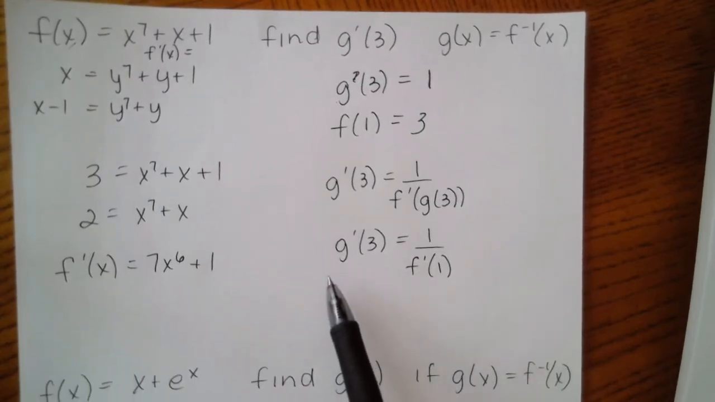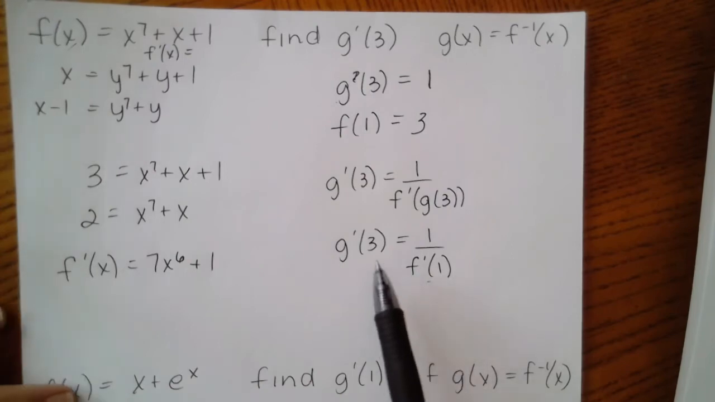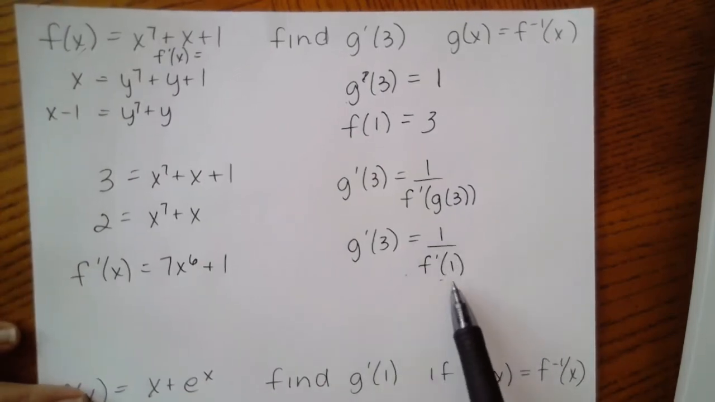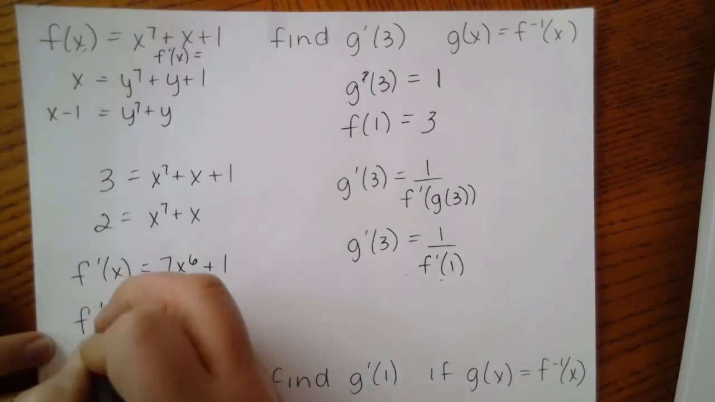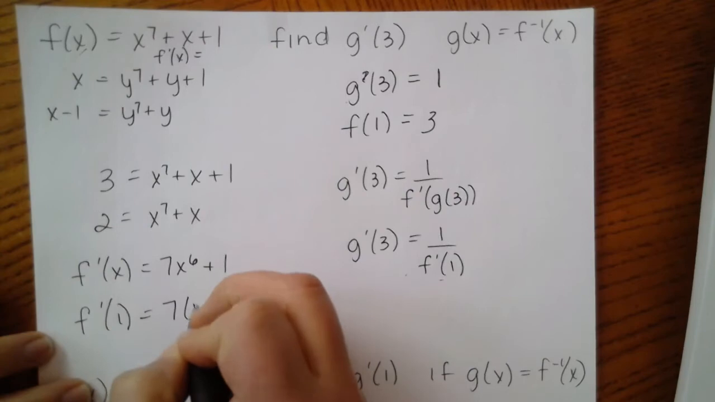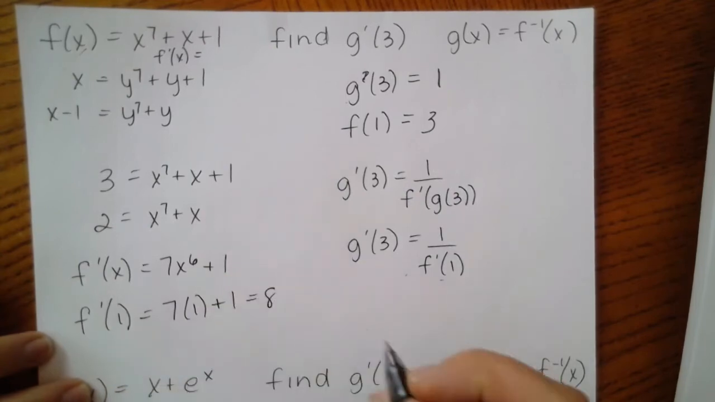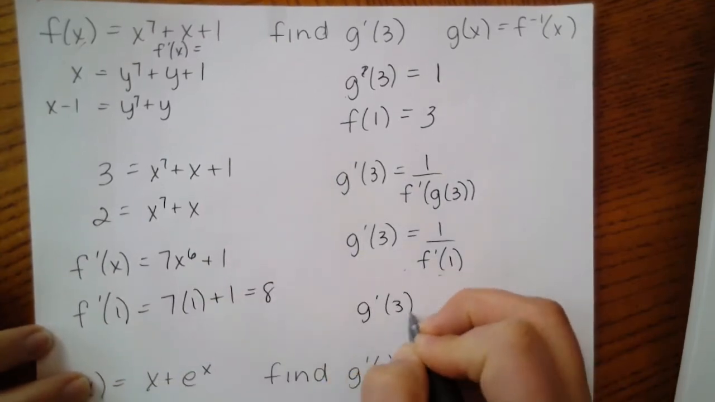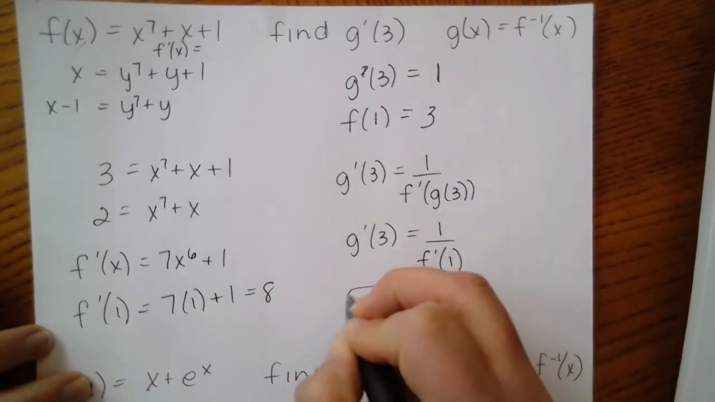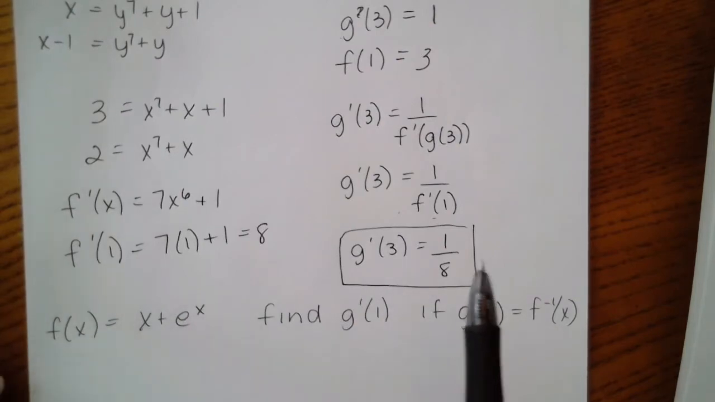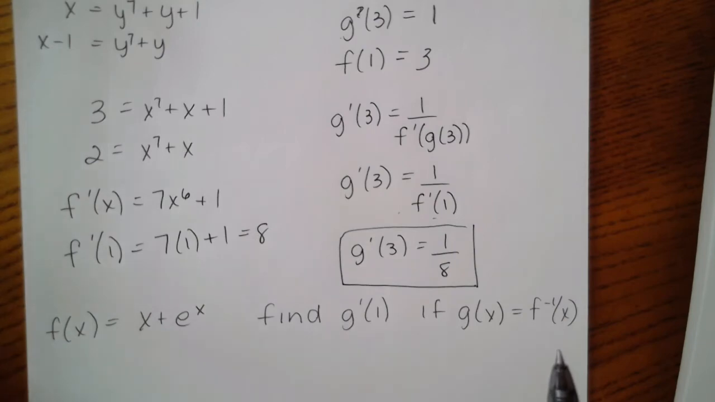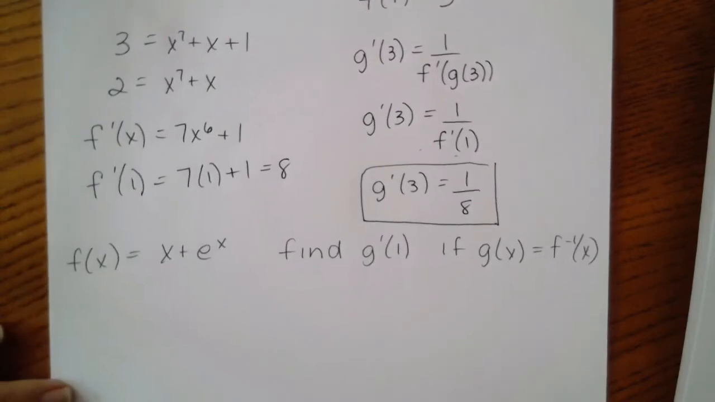Okay, so if I have g prime, I actually can figure this out now. g prime of 3 is really 1 over f prime of 1. I know f prime of x, so I can figure out what f prime of 1 is. I get 7 times 1 plus 1, which is 8. So g prime of 3 is really 1 over 8. Right? So I figured out what g prime of 3 was without being able to find what g is, but I can still find the derivative of the inverse at that point.